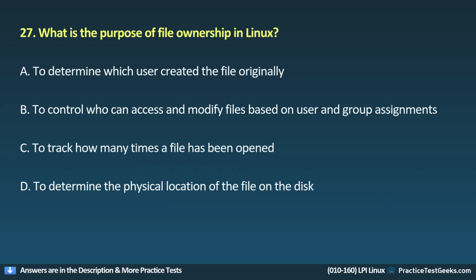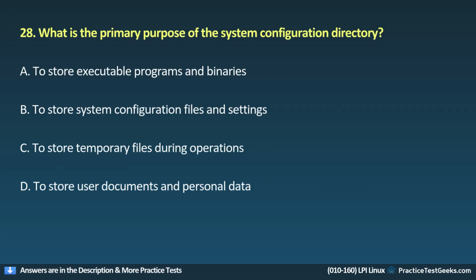27. What is the purpose of file ownership in Linux? A. To determine which user created the file originally. B. To control who can access and modify files based on user and group assignments. C. To track how many times a file has been opened. D. To determine the physical location of the file on the disk.